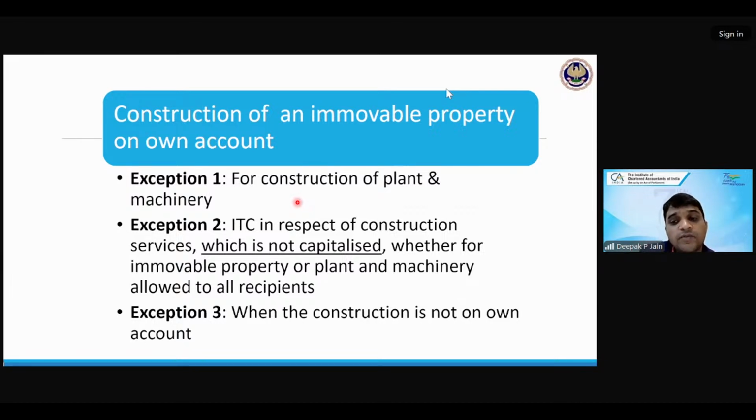Construction for own account means self construction. Yes, self construction. Because generally people don't do their construction on their own, they give it for works contract. So when we give it for works contract, we know that credit is not available. So people have become smart. They will say, okay, we will not give it as a works contract. We will only construct it. We will give a separate labor contract, we will give a separate materials contract, and we will say we are only constructing it. Still, you will not get the credit of it.